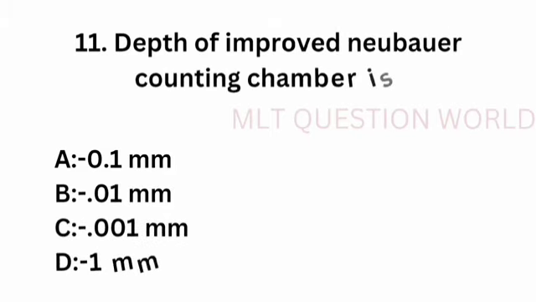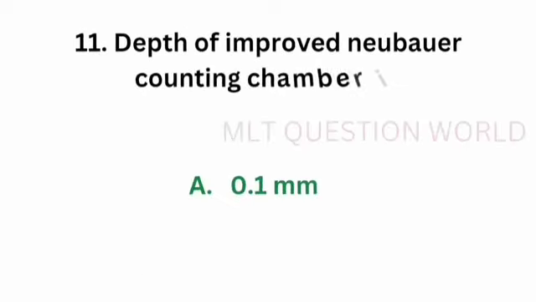Question number 11. Depth of improved Neubauer counting chamber is option A 0.1 mm, option B 0.01 mm, option C 0.001 mm, option D 1 mm. The correct answer is option A 0.1 mm. Depth of improved Neubauer counting chamber is 0.1 mm.